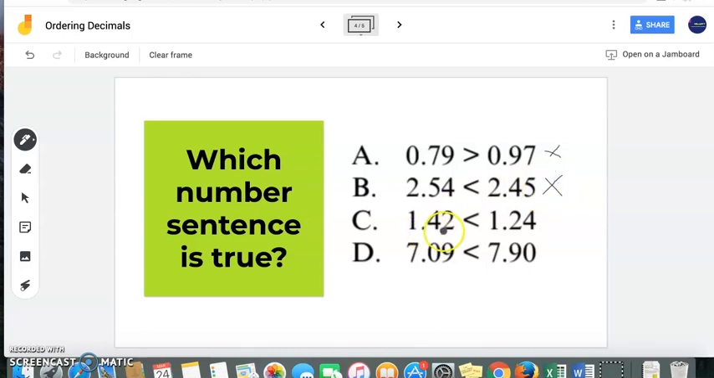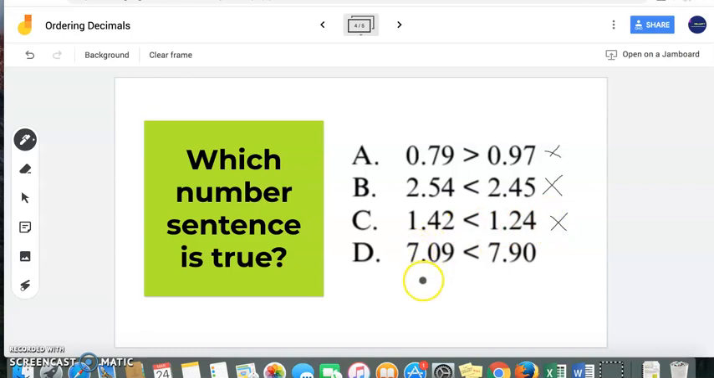Now we look here. 1 and 42 hundredths is less than 1 and 24 hundredths. Do we agree or disagree? Let's see. We start in my ones place. We have a 1 and a 1. Then we move to my tenths. We have a 4 and a 2. So 4 is greater than 2, so this whole number is greater than this whole number, but there's a less than symbol. So this can't be right.